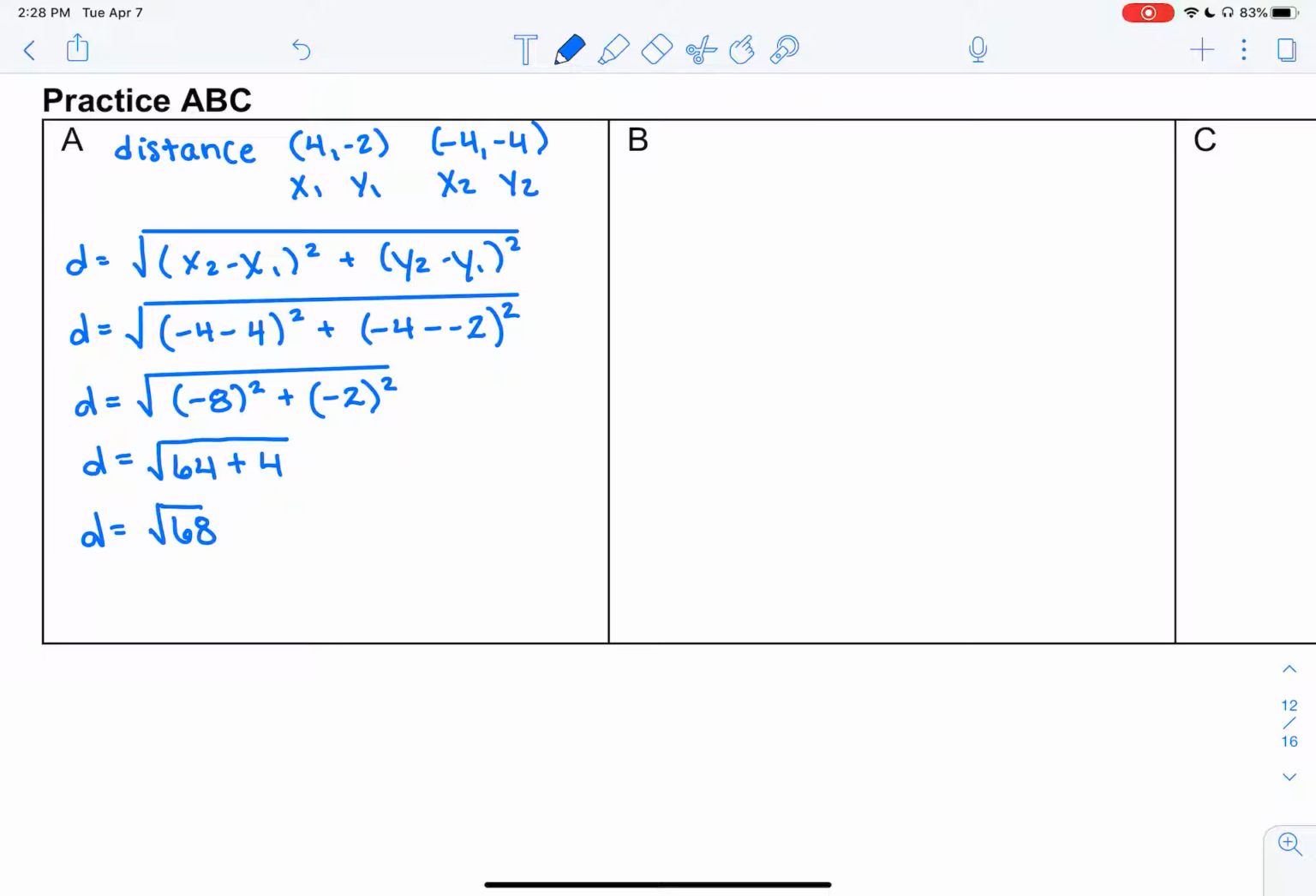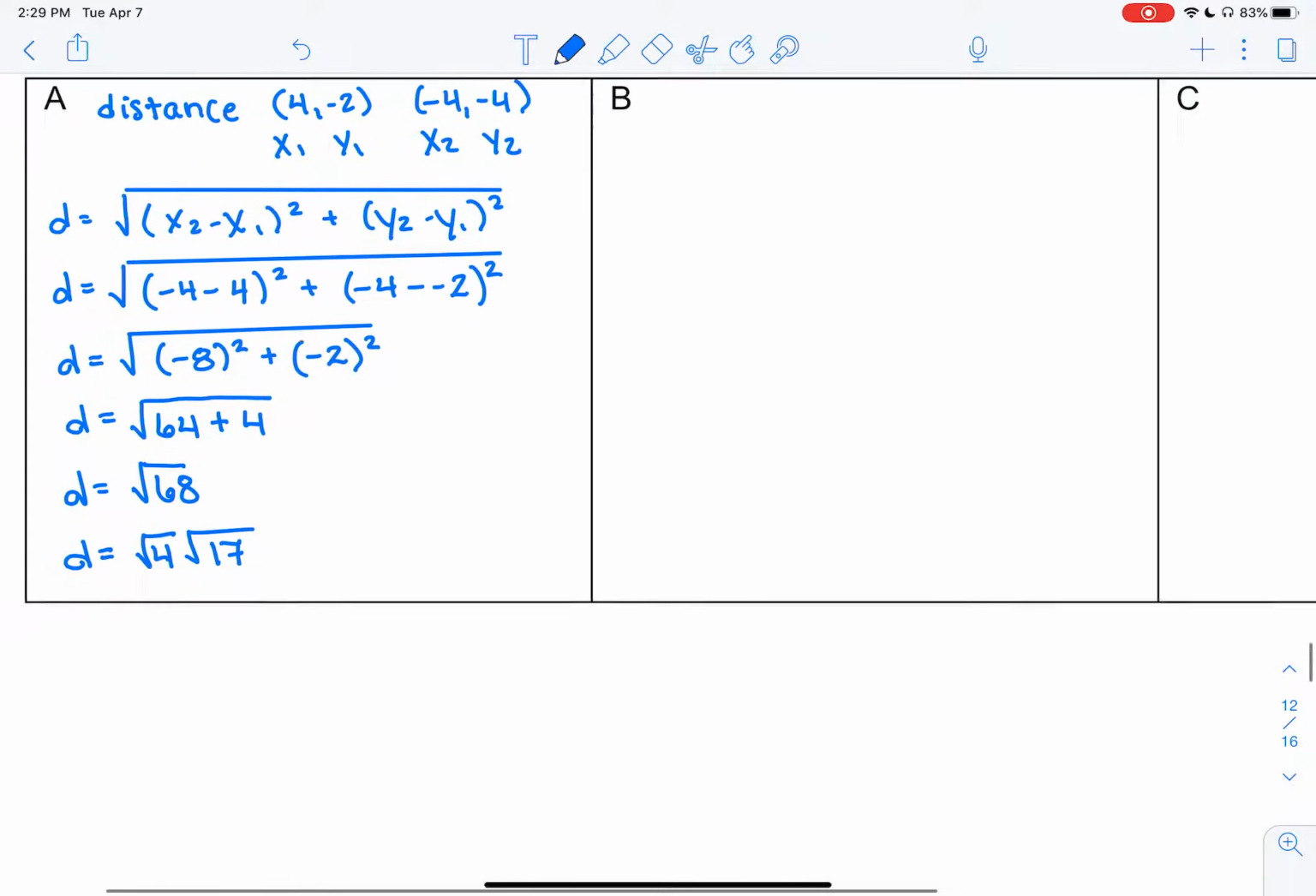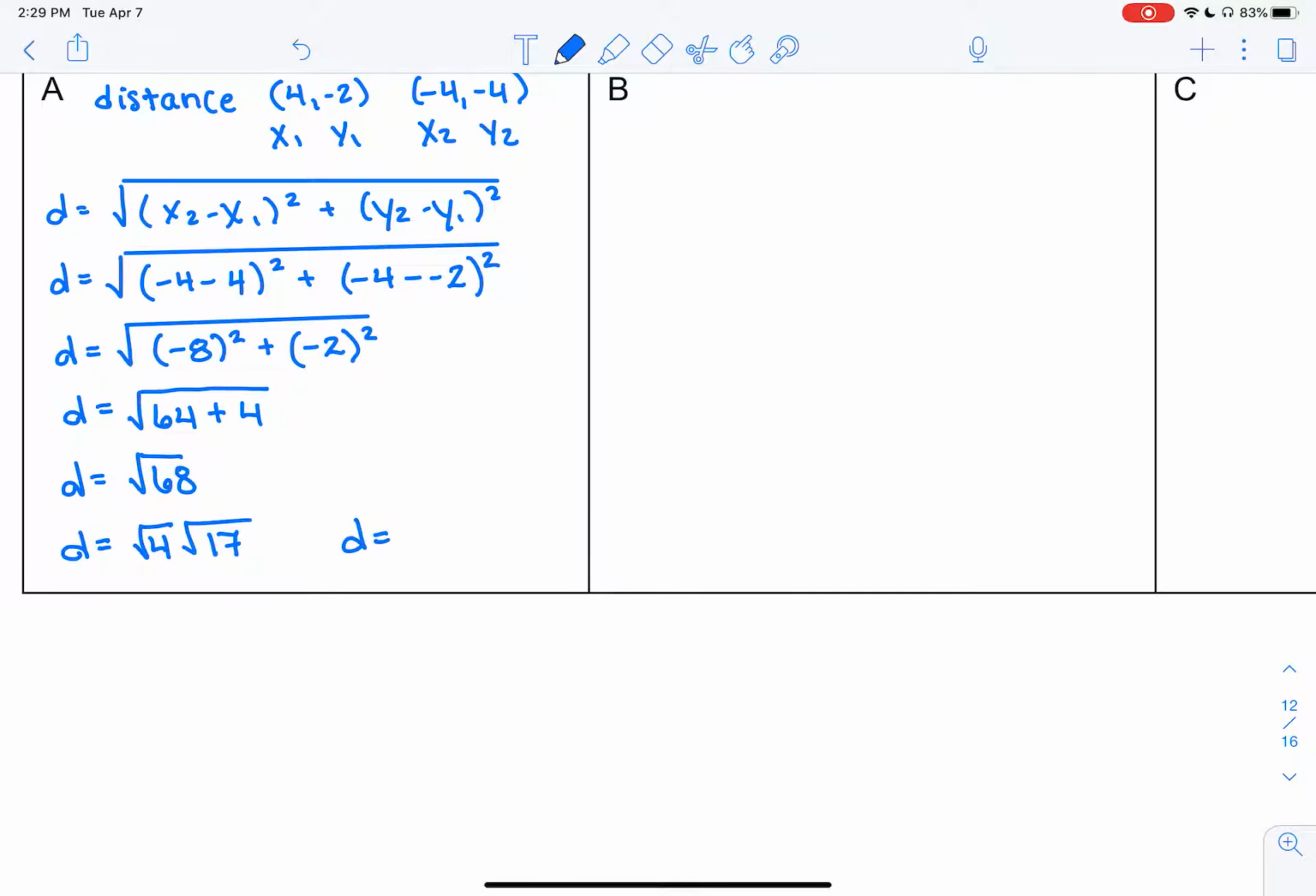Now 68 does have a perfect square that multiplies into it. 4 goes into it. So I'm going to break this down in order to simplify it. This is the same thing as the square root of 4 times the square root of 17. And since square root 4 is a perfect square, it's allowed to come out. It comes out as a 2. Okay, so my final answer is actually 2 square root 17. All right, that's it for question A.